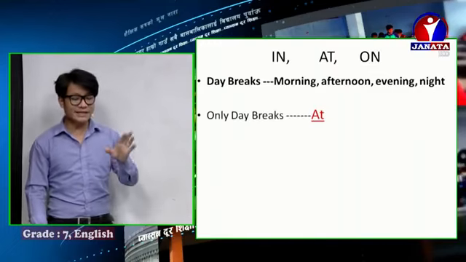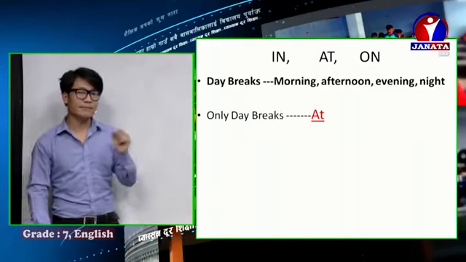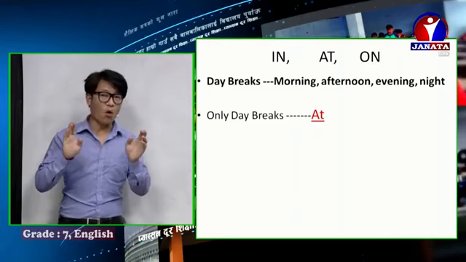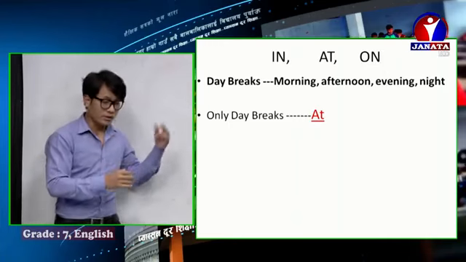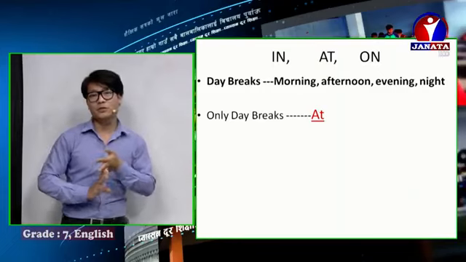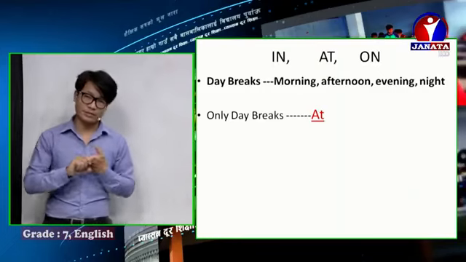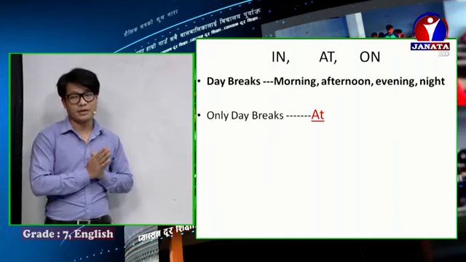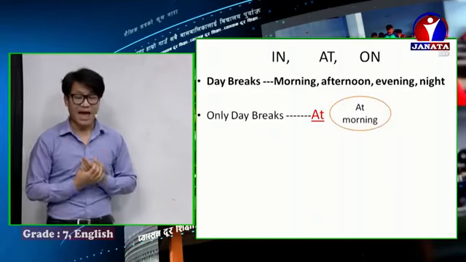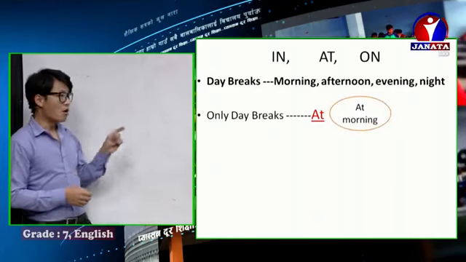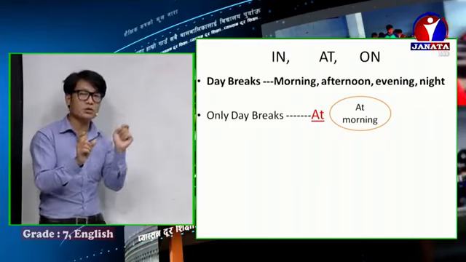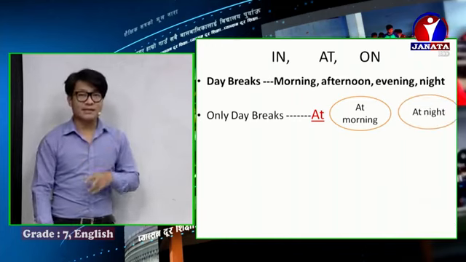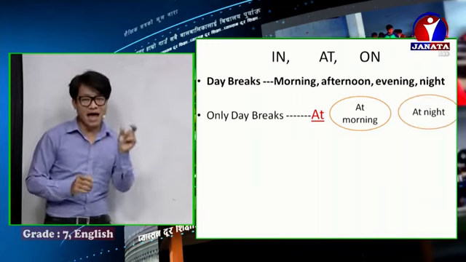Okay, only day breaks. If there is only a day break, then we should use the preposition at. I have shown you the examples also: morning, afternoon, evening, and night, they are day breaks. And if there is only a day break, then we use the preposition at. Let's have an example. Like at morning. There is just morning, so we should use the preposition at. At morning, at night, at evening, at afternoon.